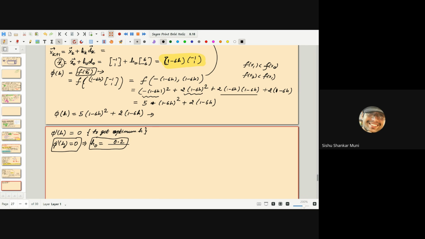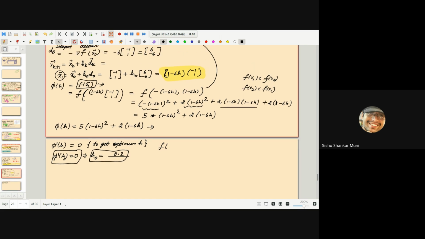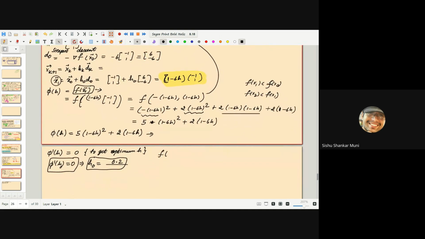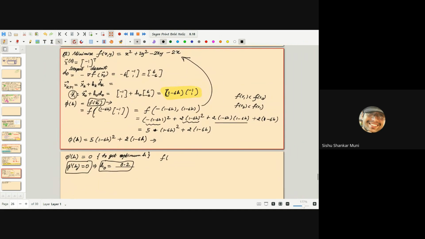So what did you understand? At 0.2, that is with step size h naught 0.2, the function is minimized. Now, don't believe my words, can we compute the function value? It should be less, right? So f of x naught, you only told me what is f of x naught? I think you computed it. f of minus 1 comma 1, what is it? 7.